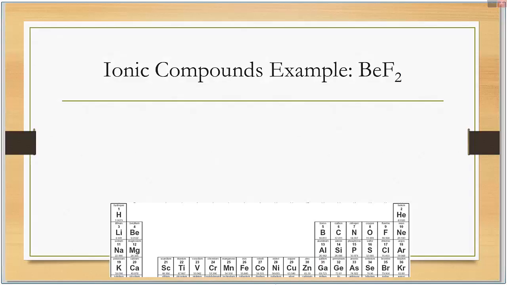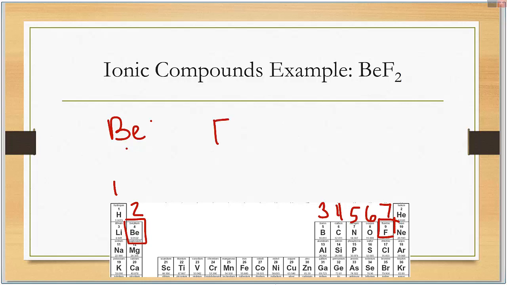Alright, so let's try a couple. Beryllium and fluorine. Beryllium is right here. It's in the 2nd row, so therefore it has 2 dots. And fluorine is right here. 1, 2, 3, 4, 5, 6, 7. It's in the 7th row, so fluorine has 7 dots. Let's rewrite that. F, 1, 2, 3, 4. Then I start pairing up. 2, 5, 6, 7.